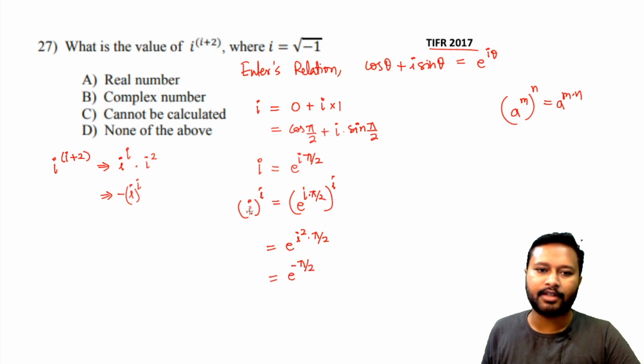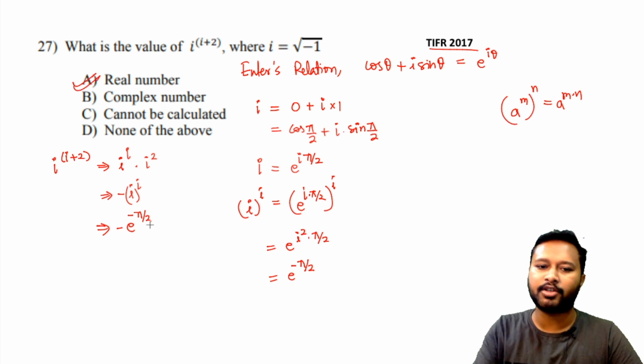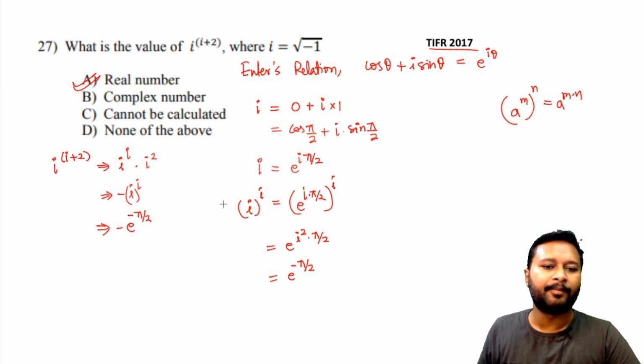So the value of this thing I got as e to the power minus pi by 2, and the whole function, which was giving me minus i to the power i, will have the answer as minus e to the power minus pi by 2, which is going to be a real number. It's not a complex number, right? So it's a real number, some value, either positive or negative. That's the secondary thing, but it is definitely going to be a real number.